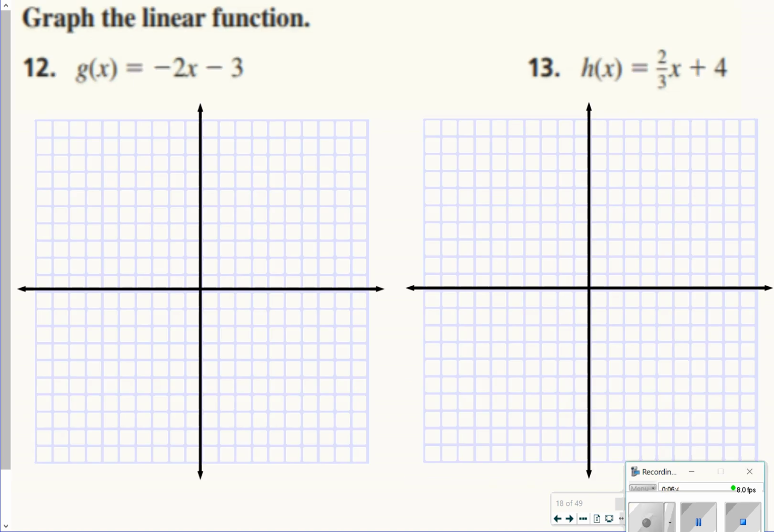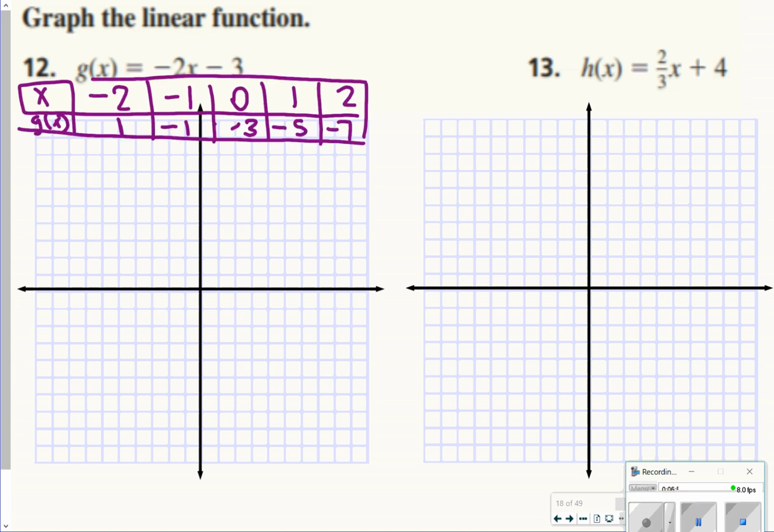For numbers 12 and 13, you're graphing the linear function. What you could do here is just make a table of values. So here's what I have for g of x when I plug in -2 all the way to +2. Since this is a linear function, I should have the consistent rate of change, and I should also bring a line to it whenever I am done graphing. Here it goes. So here are my points, and then last but not least, I'm going to connect my points so that I have my appropriate function.